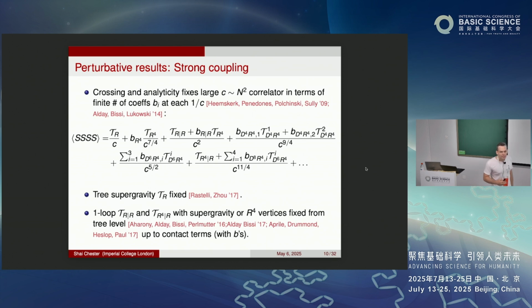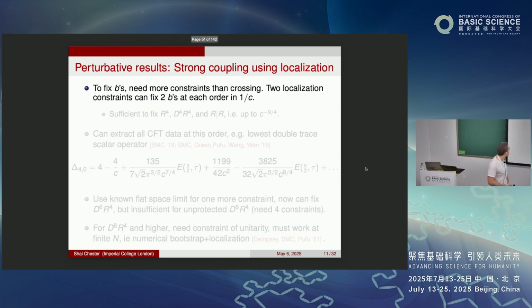But the analytic bootstrap is not as strong as it could be because it's not using unitarity, because the constraint of unitarity is trivial when you take this analytic large n expansion. So that is why the numerical bootstrap is much stronger than the analytic bootstrap, because it allows you to impose unitarity by working at finite n, basically.